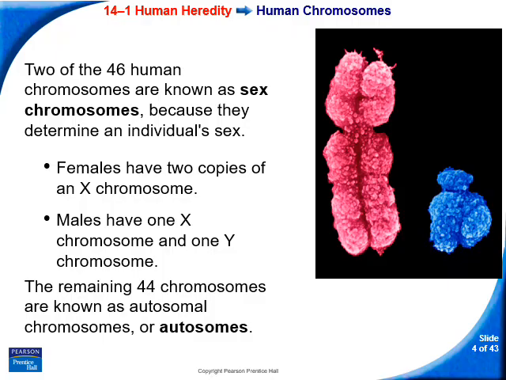And the remaining 44 chromosomes are known as autosomal chromosomes or autosomes. So this pair right here is the sex chromosome, and the rest of them, which are neither X nor Y, will be your autosomes.